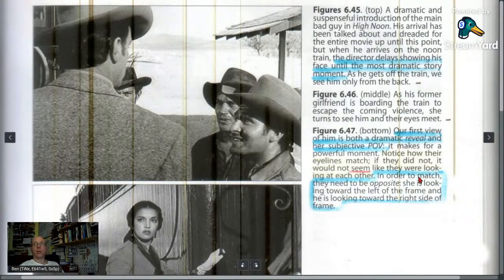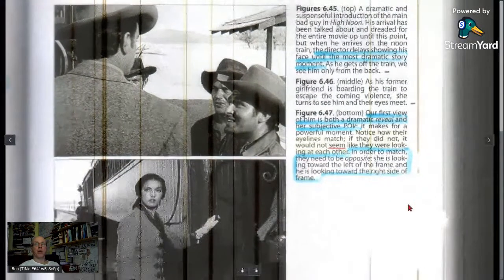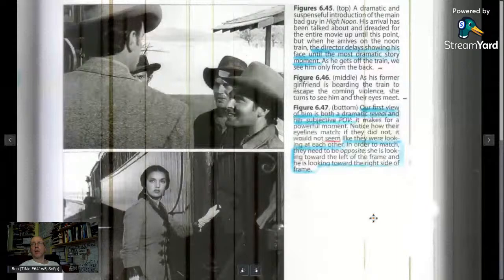So, we get to this one. Our first view of him is both dramatic reveal and her subjective POV. It makes for a powerful moment. Notice how their eyelines match. If they did not, it would seem like they would look in it. It would not seem like they were looking at each other.